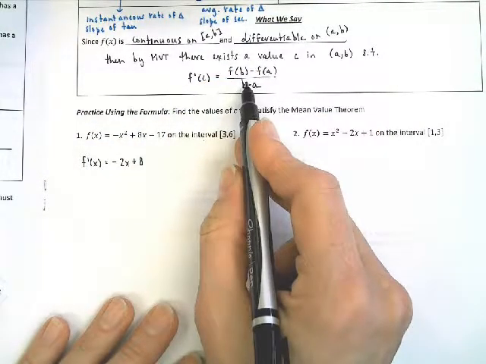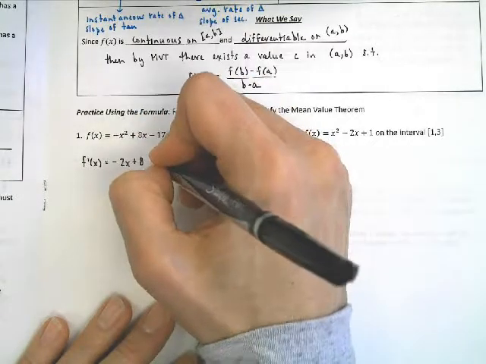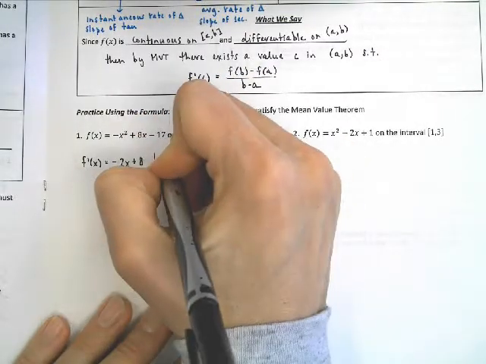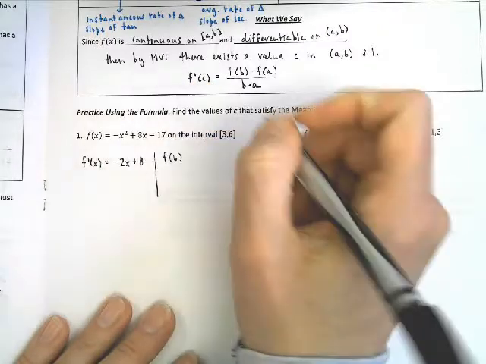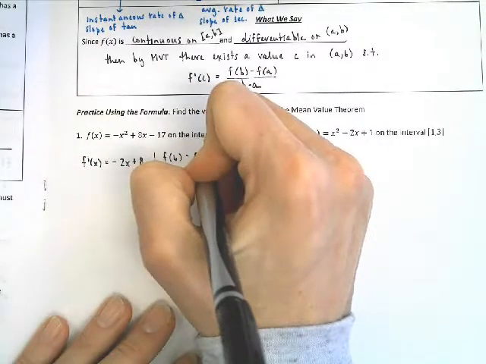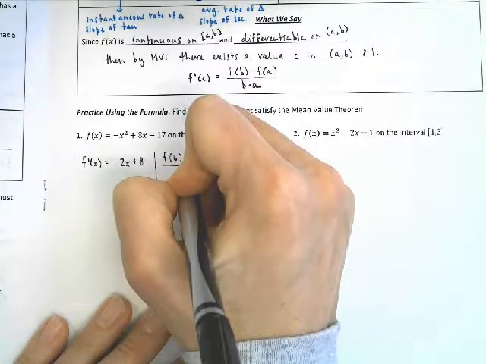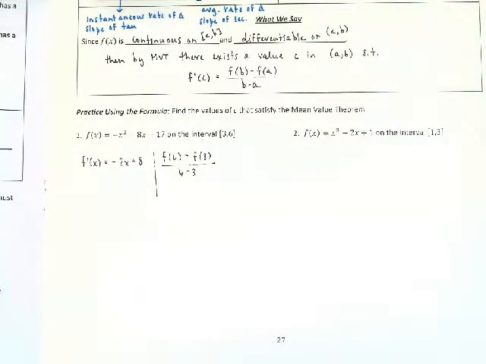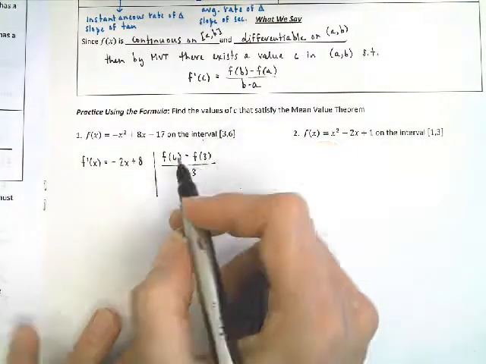Now I actually need to calculate this average rate of change. So I'm just going to draw a line here. I have, if I use my values, f of 6 minus f of 3 over 6 minus 3. And hopefully I can do these calculations without making any errors.